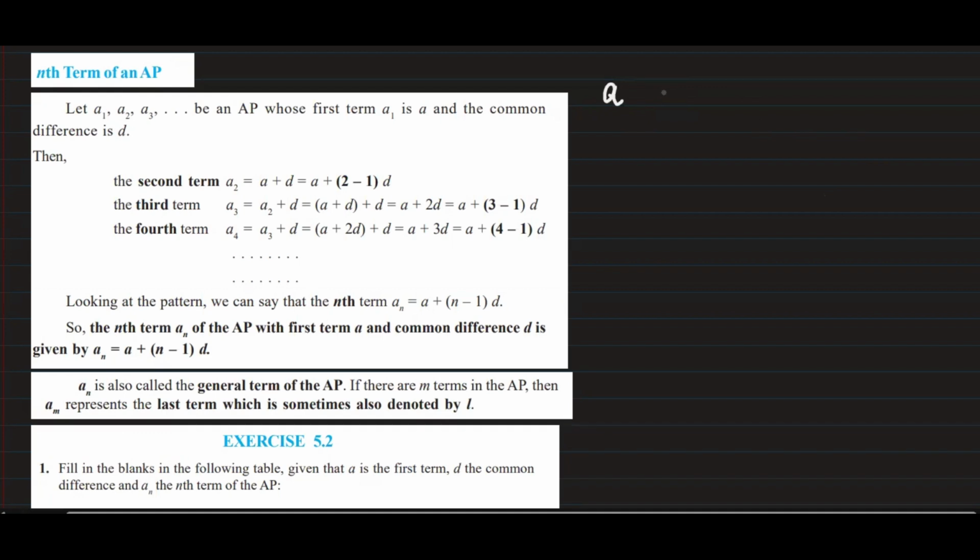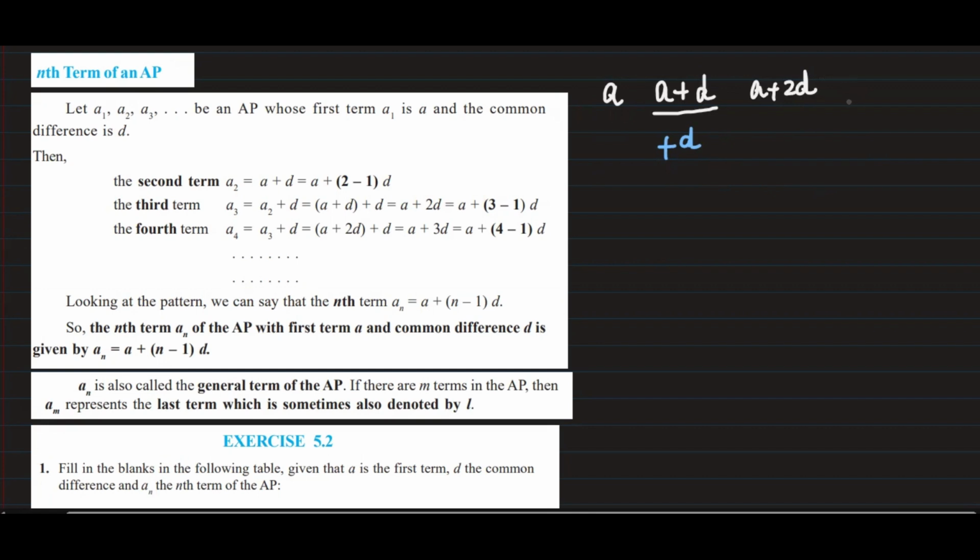And how do we get the second term? Basically, we add the common difference to the preceding term. The common difference is denoted by D. So the first term is A, the second term will be A plus D. Now how do I get the third term? To the second term, again, I'm going to add D. So when I simplify, A plus D plus D, the third term will become A plus 2D.